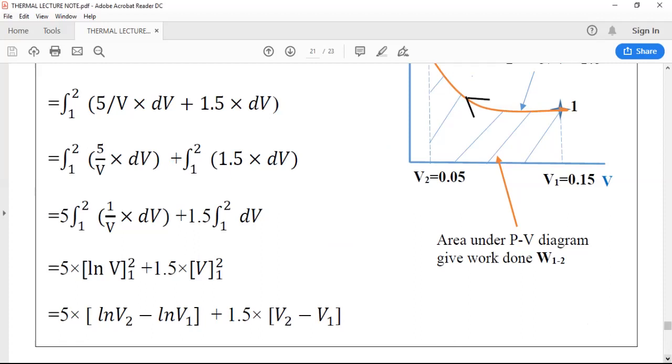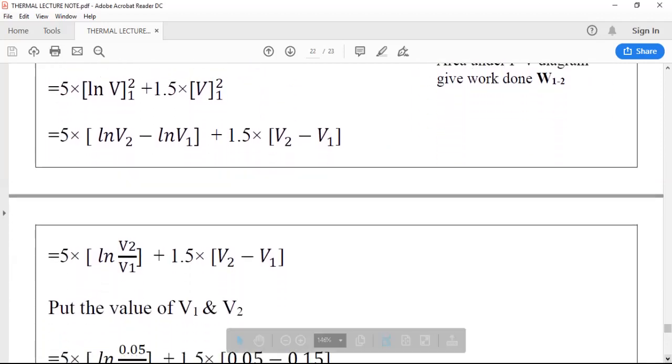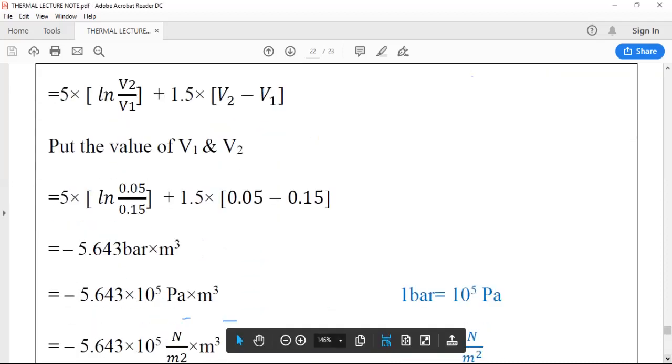Then we will go for ln V2 by V1, I can write this as ln V2 by V1 plus 1.5 into (V2 minus V1). And now we have to put the value of V1 and V2. We know V1 is 0.15 and V2 is 0.05. Okay, so V2 is 0.05, V1 is 0.15.